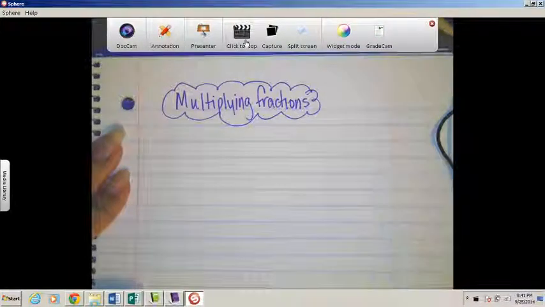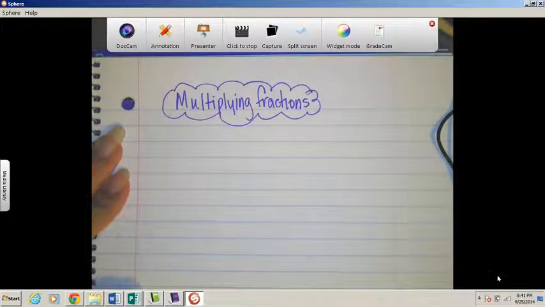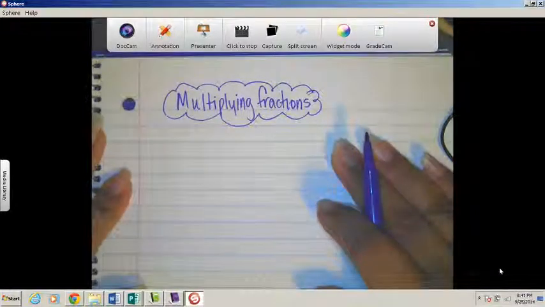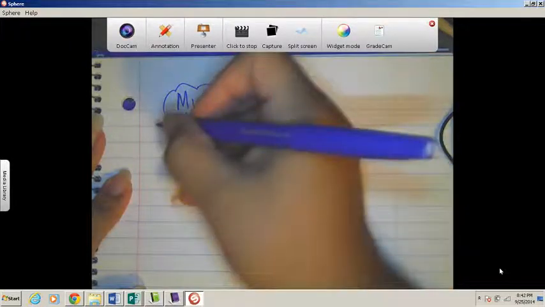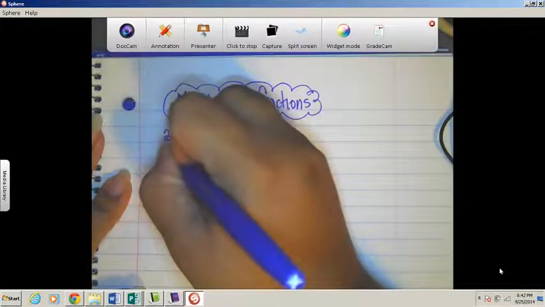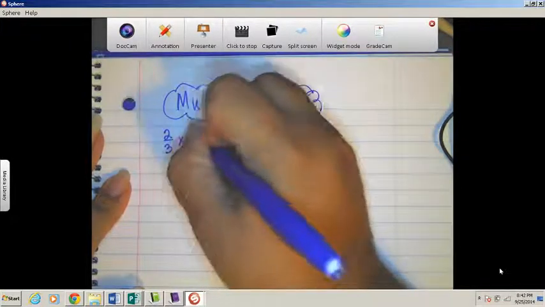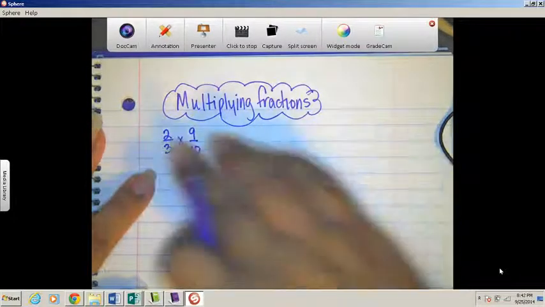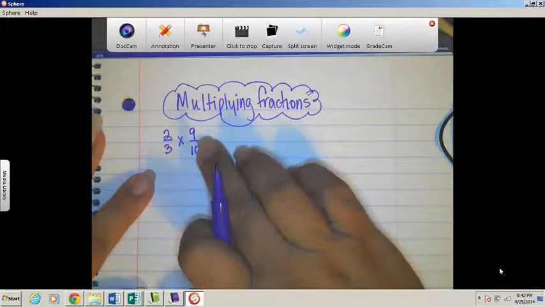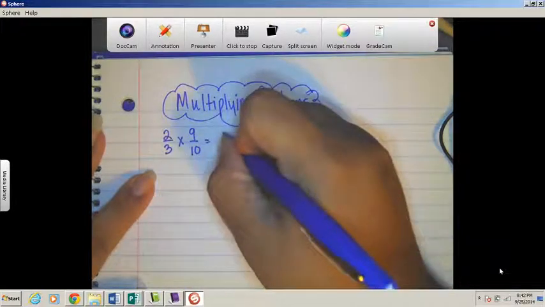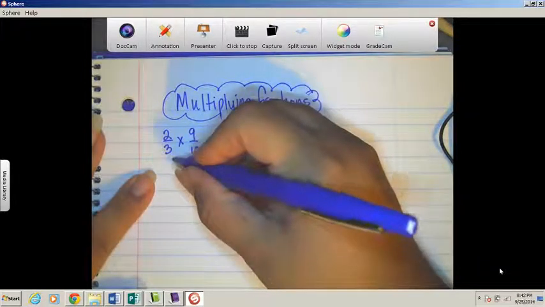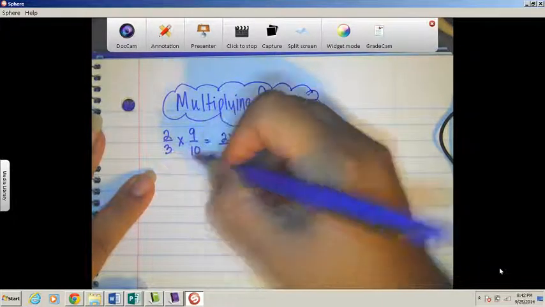Multiplying fractions is a lot easier than adding or subtracting fractions. For instance, 2/3 times 9/10. First you multiply the numerators, 2 times 9, and then you multiply the denominators, 3 times 10.